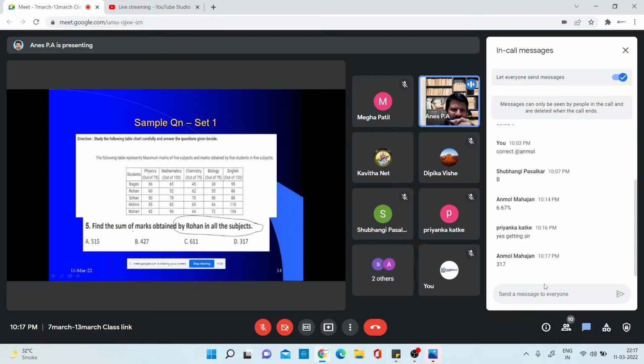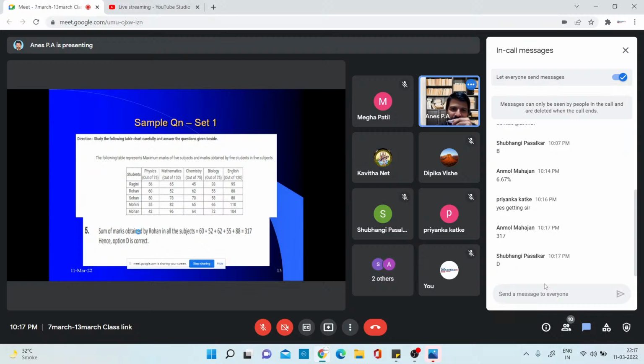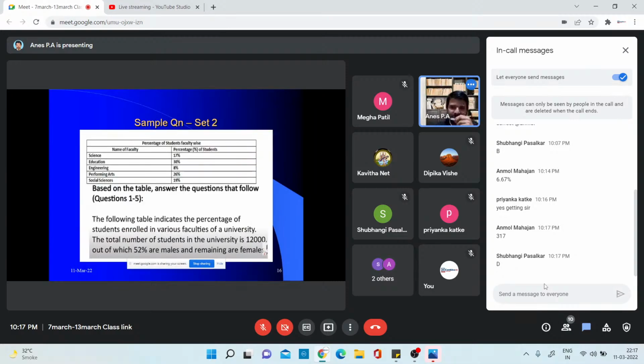Did you all get that 317 value? All of us get it? Got it? Yes, sir. Okay. So we have to go to the second set of sample questions. Here, this is the table.